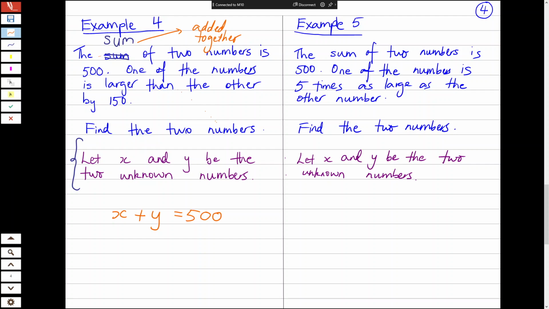Any ideas for the second piece of information? One of the numbers is larger by 150. So now I need to turn it into an equation.